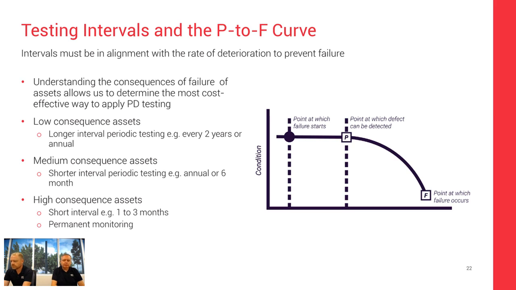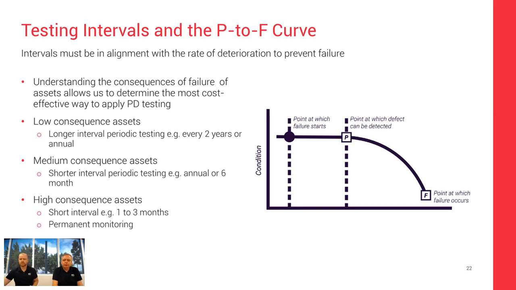So nowadays, what we tend to say is that there is quite a wide variation. Some failures will take a long time before they get to failure. Some will accelerate quite quickly. So if we look at the classic RCM type approach of looking at the P2F curve, which we have here, it is the time from the point at which a defect can be detected to the time at which it fails.